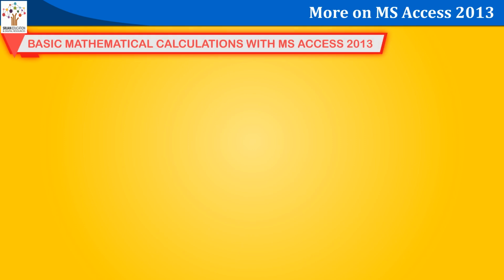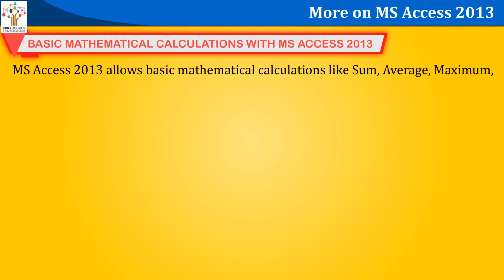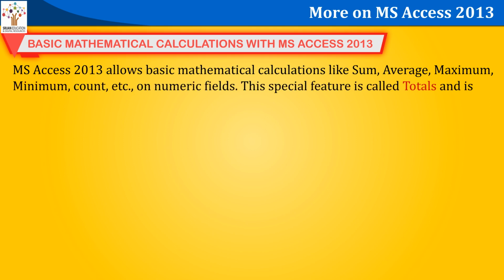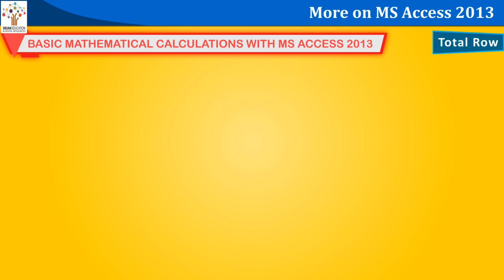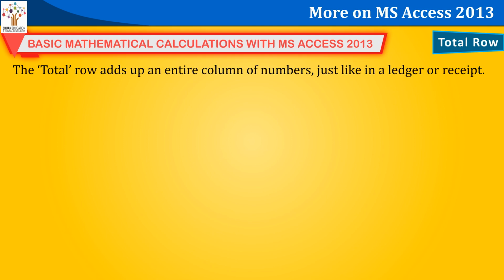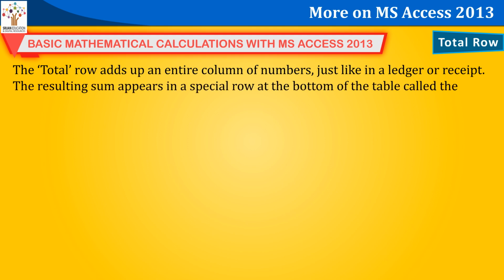Basic mathematical calculations with MS Access 2013. MS Access 2013 allows basic mathematical calculations like sum, average, maximum, minimum, count, etc. on numeric fields. This special feature is called Totals and is present in the Records group under the Home tab. Total row. The total row adds up an entire column of numbers just like in a ledger or receipt. The resulting sum appears in a special row at the bottom of the table called the total row.